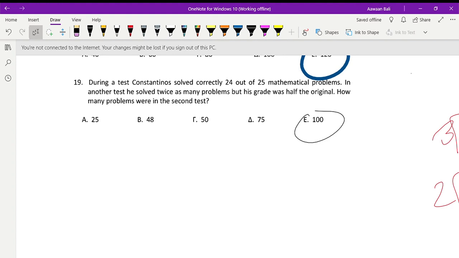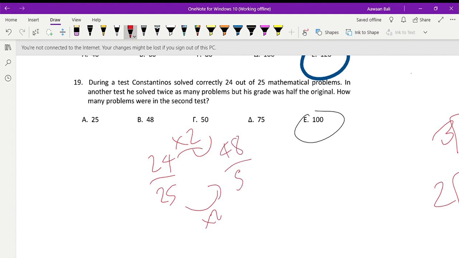So, basically, we have to multiply first. So we have 24 by 25. He solved twice as many problems, but his grade was half the original. So if we multiply both sides by 2, it would still be equal. So 48 upon 50. So let's see.